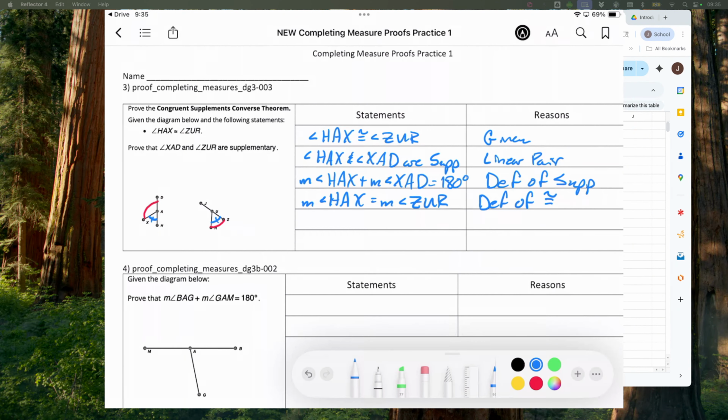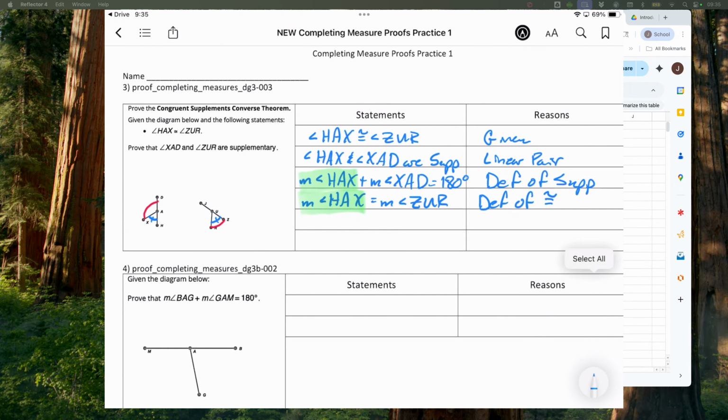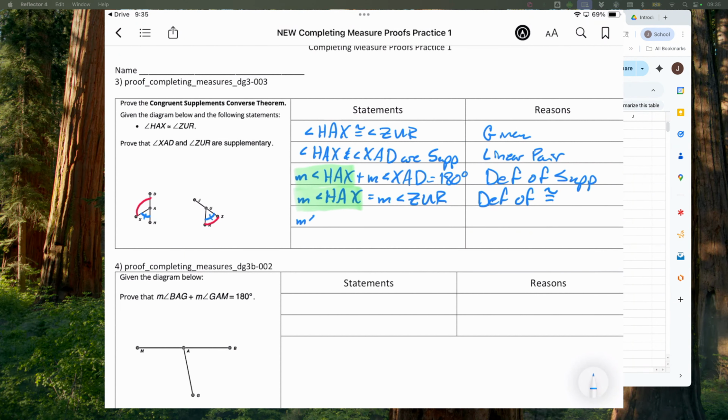So now we can see that we have measure of HAX in both places. So I can substitute ZUR in for HAX. So measure of angle ZUR plus the measure of angle XAD equals 180 degrees. We only replace one thing, so that's substitution.